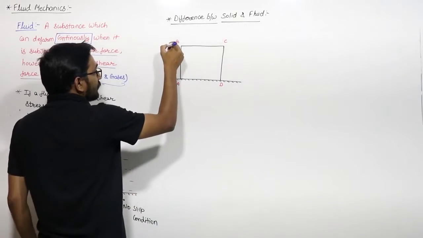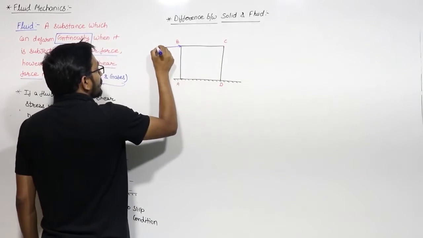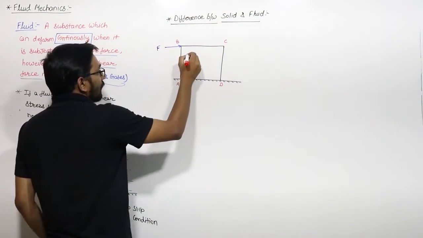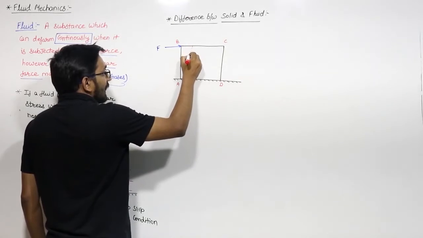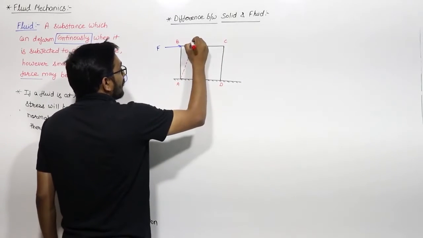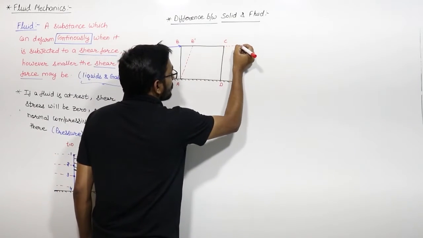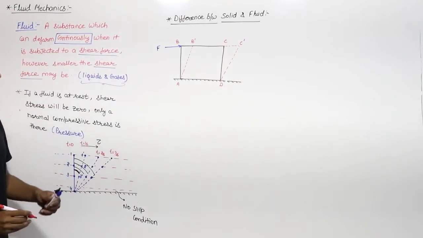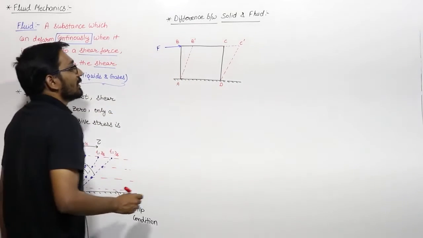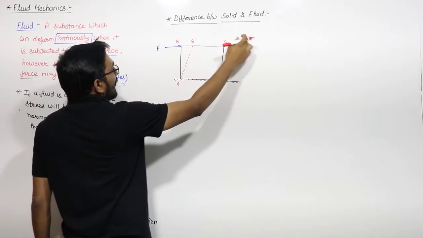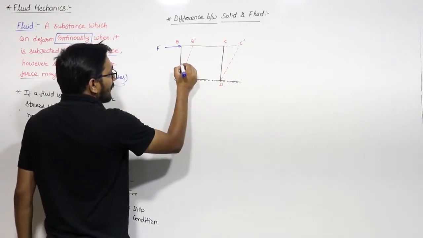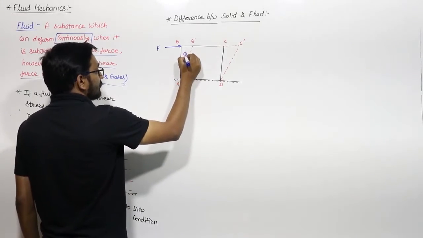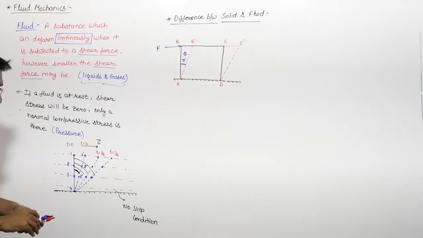Now if you apply a shear force on this solid, then because of the action of this shear force, this solid will deform. Let us say this line AB will deform like this, this is point B dash, and C will come to this point, let us say C dash. After the shear force, the shape will be A, B dash, C dash, D. And you know that this change of angle, this angular deformation, is the shear strain or shear angle.